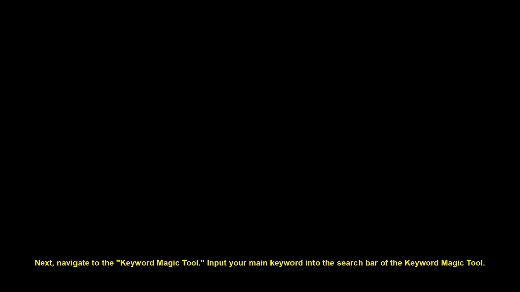Next, navigate to the Keyword Magic tool. Input your main keyword into the search bar of the Keyword Magic tool. Click the search button to generate keyword suggestions. Filter the results based on metrics like search volume and difficulty.